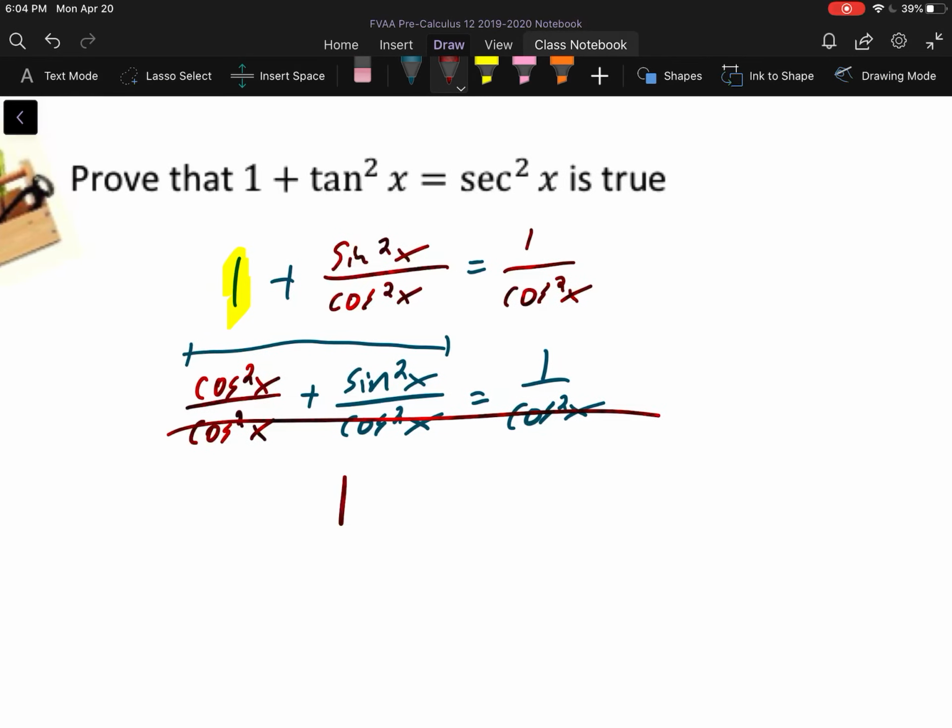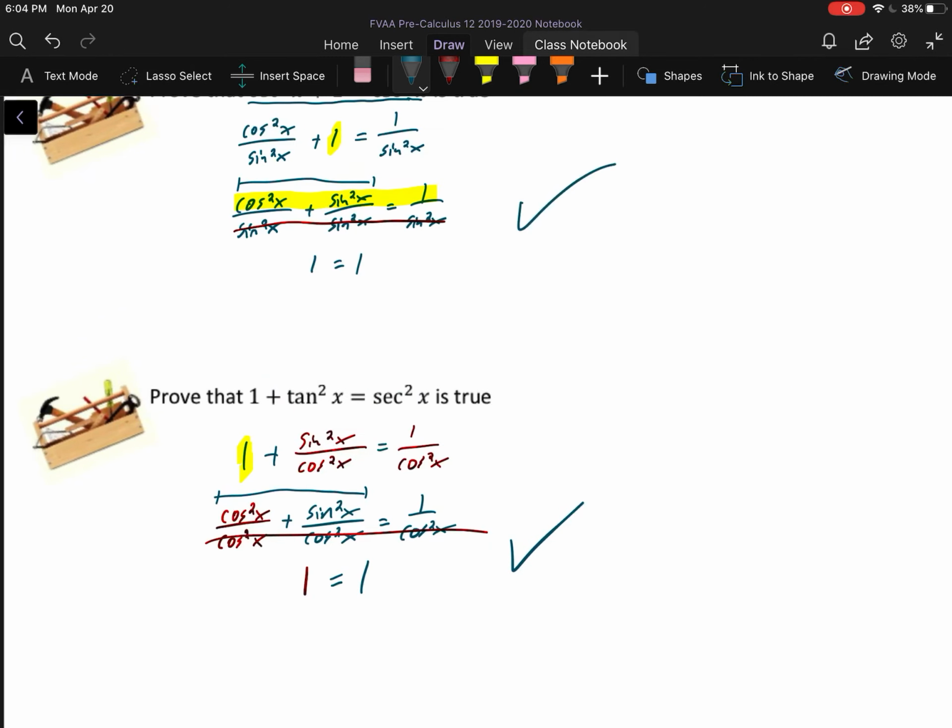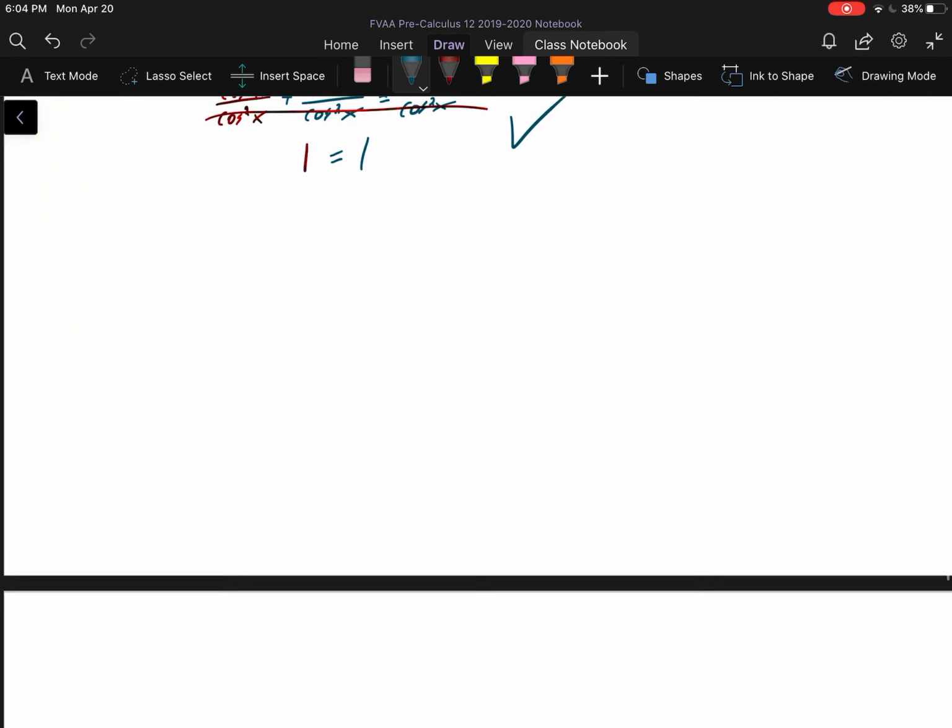1 is equal to 1. Okay? And I've shown that. That's just true, right? So I've proven that identity just like I proved it up here. All right? Let's do one more problem here.